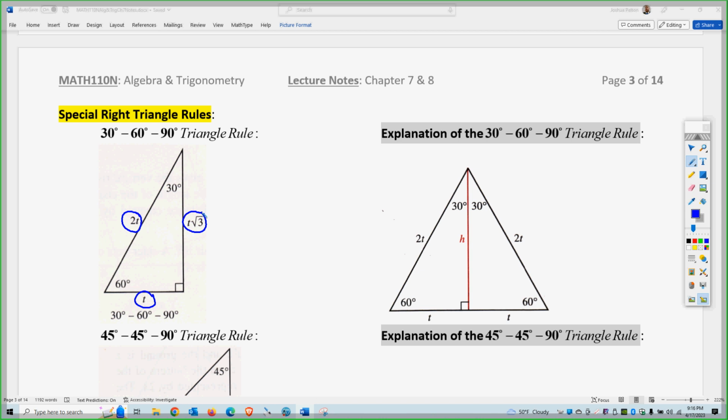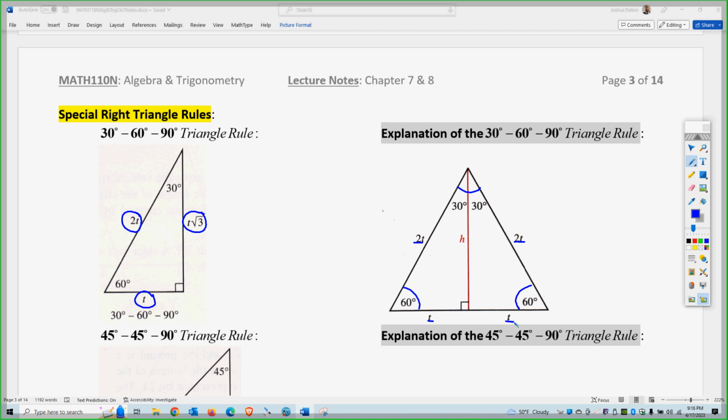So how do they arrive at that conclusion? Why is that always true, regardless of how big the triangle is? Well, if you take two of them and put them together, you're going to get a 60, 60, 60 triangle. So an equilateral triangle, right? So essentially you get 2t, 2t, and then 2t, right? So the only question is, what is the height?